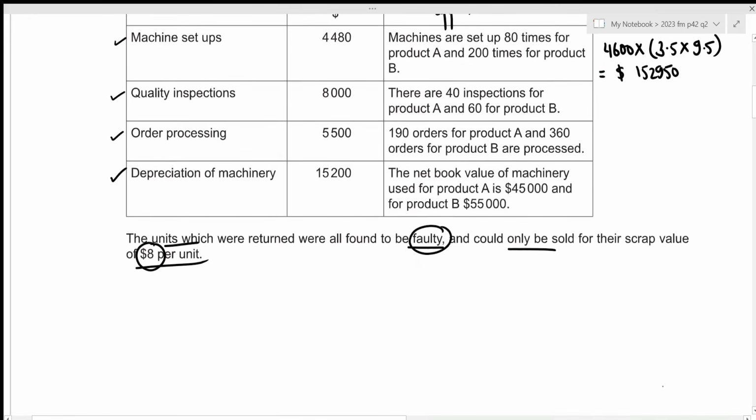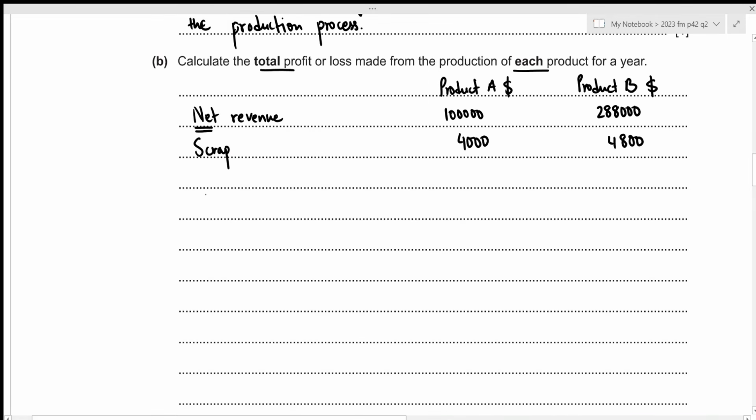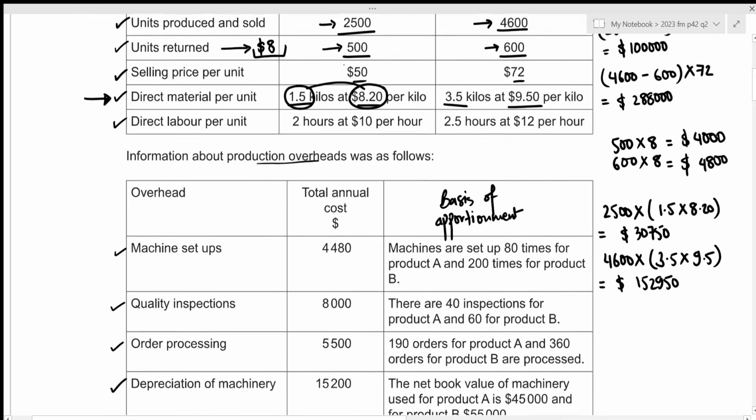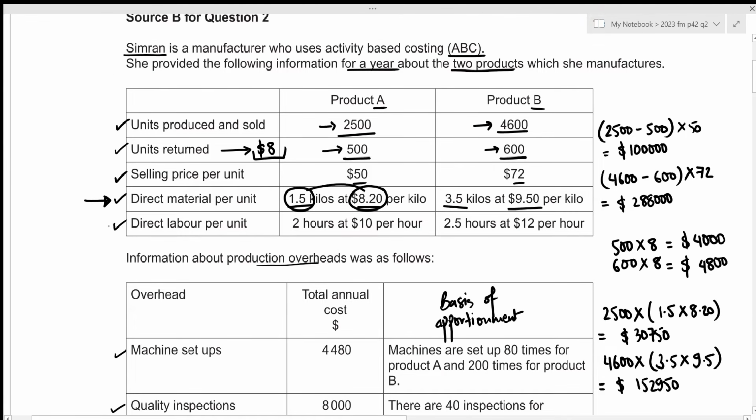Okay, let's write these two amounts down. And since direct material is a cost, we'll have to subtract it in order to figure out the total profit or loss. Let's move on to our next cost, which is direct labor.